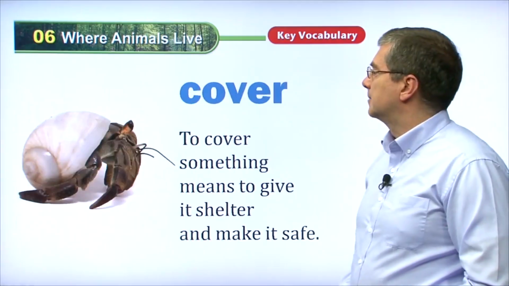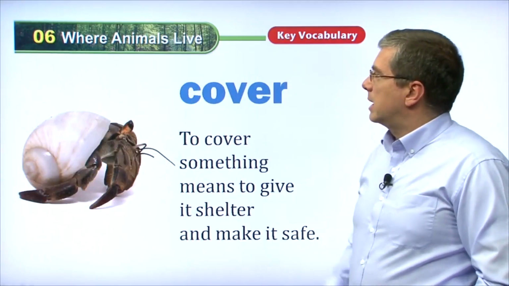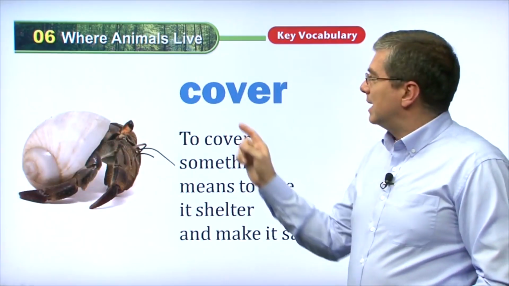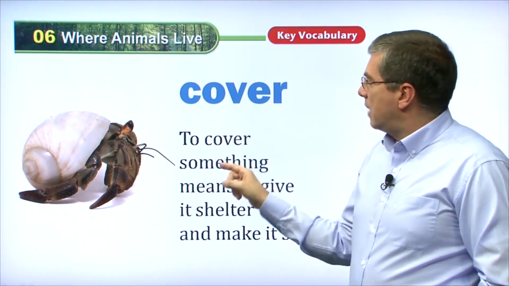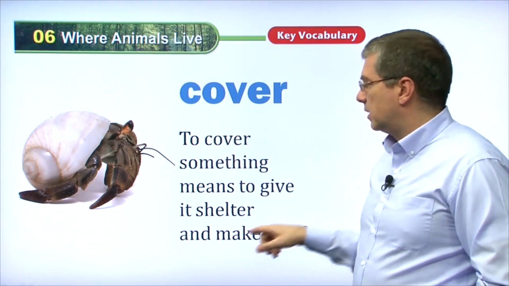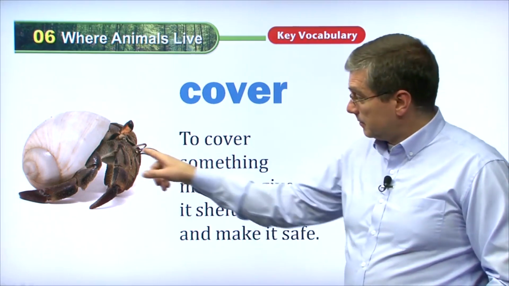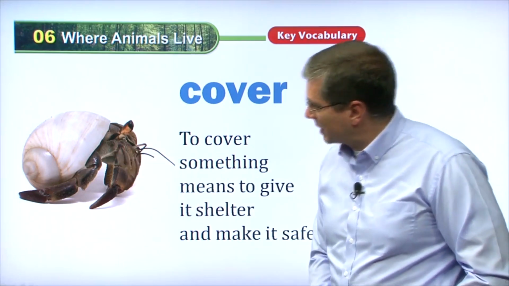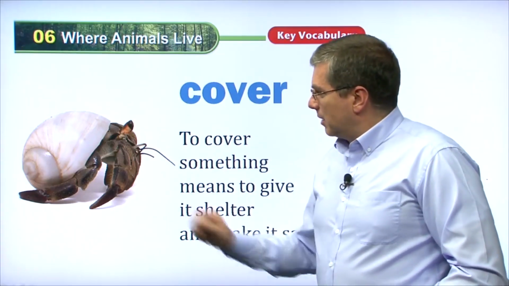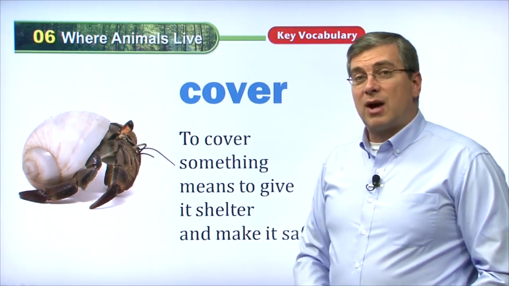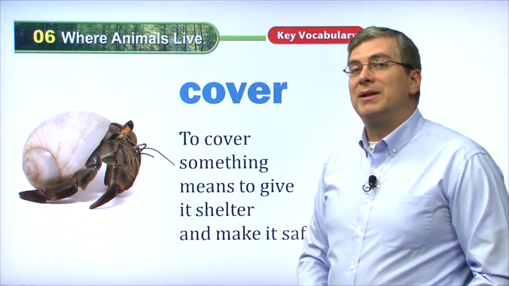So that's a grassland. Now, we also have a word here. This is not a habitat, but it's a verb, to cover. To cover something means to give it shelter and make it safe. So what kind of animal is this? Kind of a cute animal, right? It's a cute little crab here, and this is a special type of crab. It's called a hermit crab.